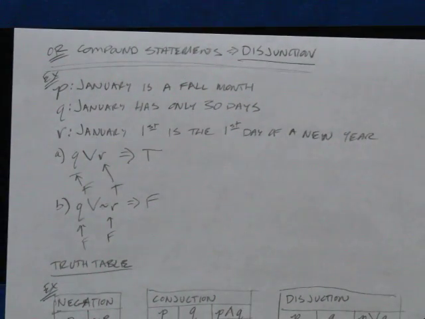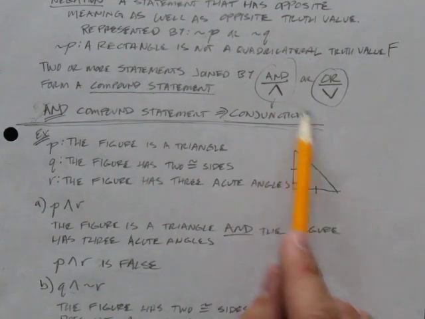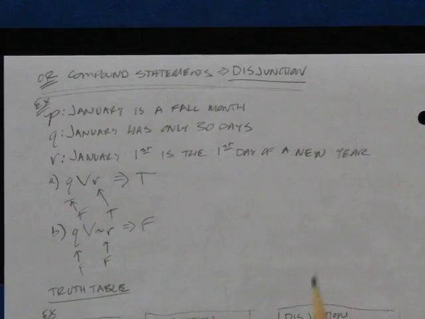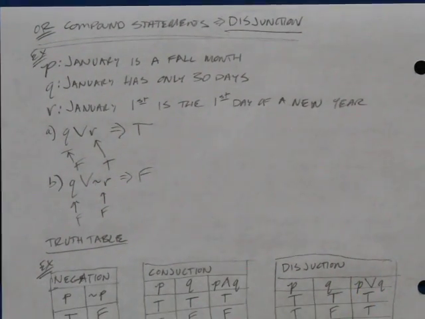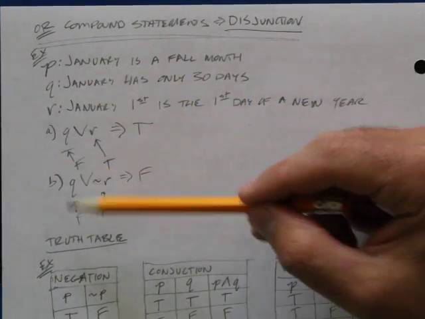Let's see what else is here. Or compound statements. So this is a disjunction. If we have an and compound statement, that's a conjunction. An or compound statement is a disjunction. Okay, so let's look at these statements.